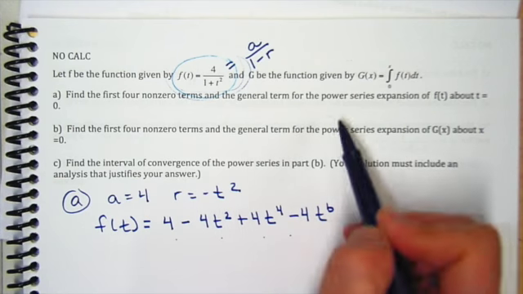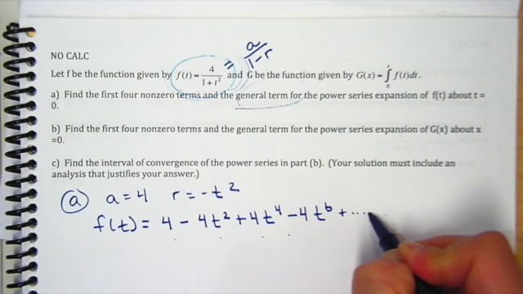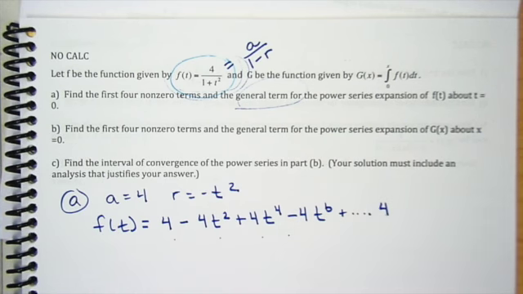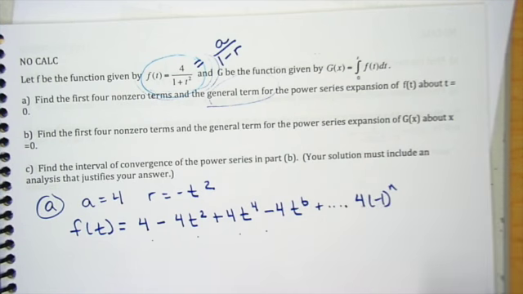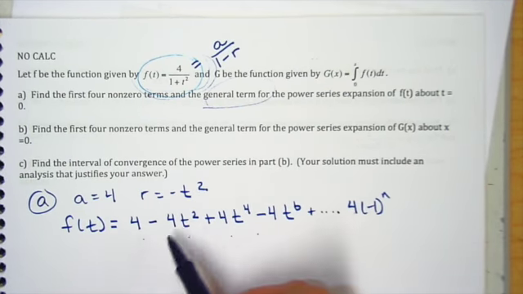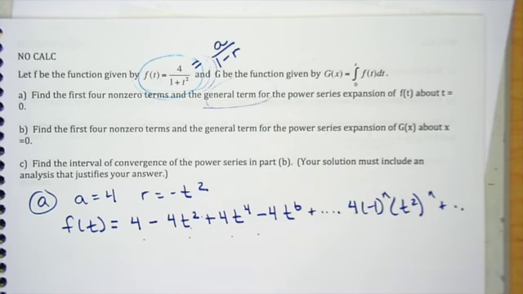I want the general term, so I'm going to write it like this, put a plus dot dot dot. Notice there's a 4 everywhere, so just leave the 4 in the front. Notice I have an alternating sign, so I need that negative 1 to the n. And then notice you have t squared raised to a power. So there's my general term.